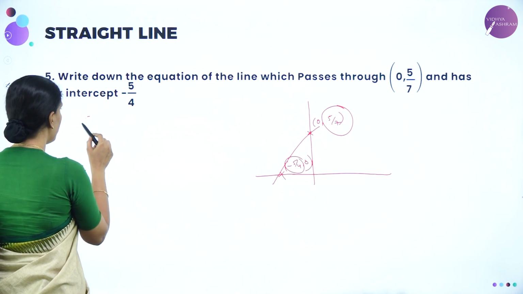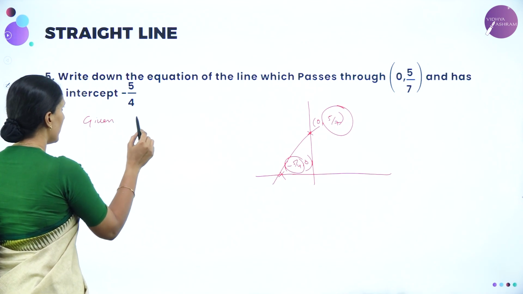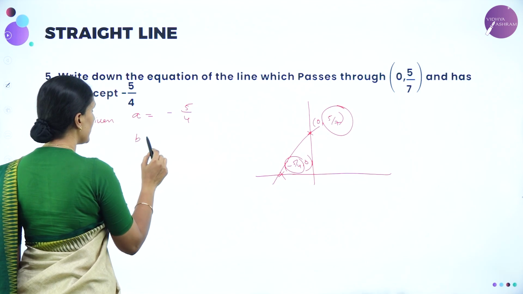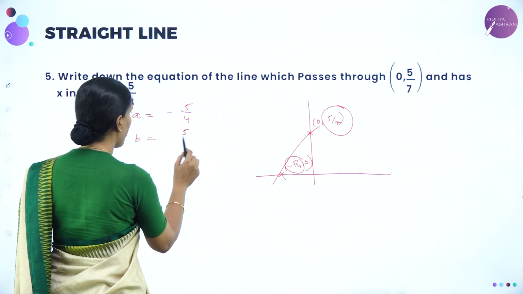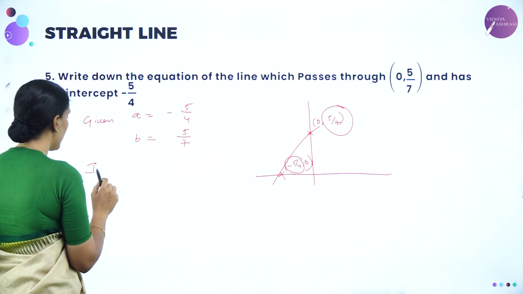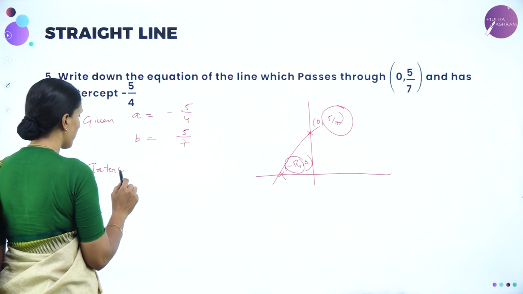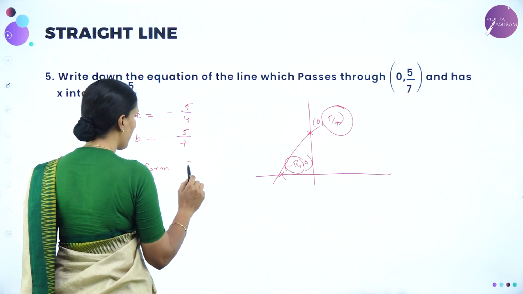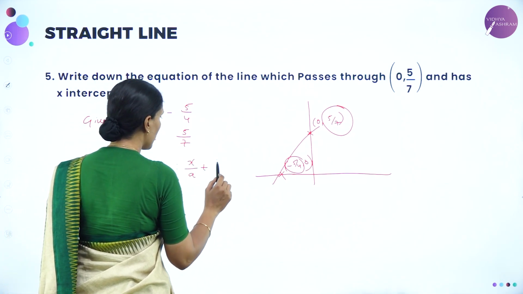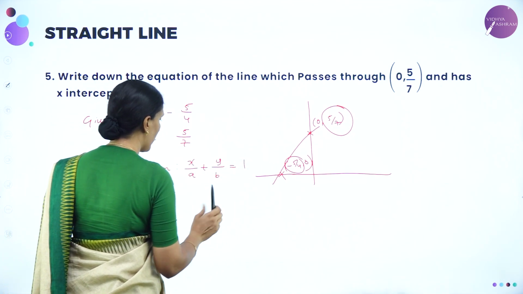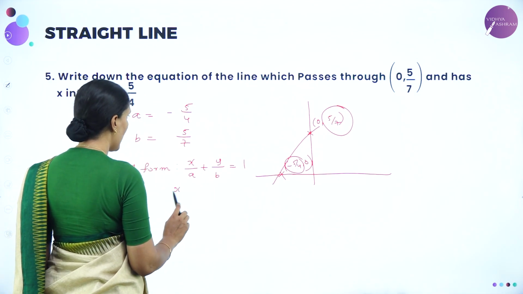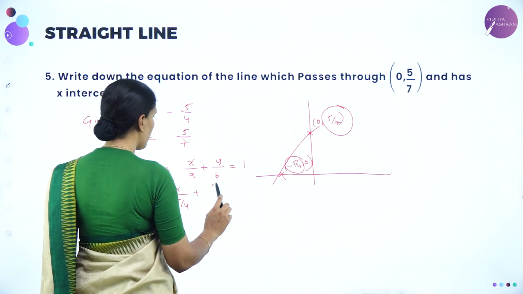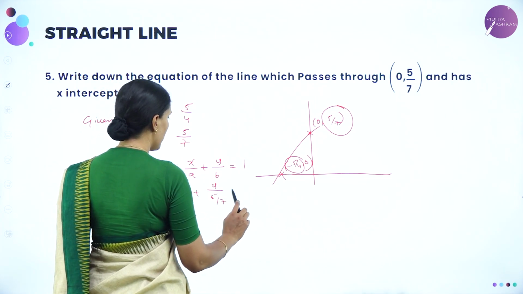So here given, a is equal to minus 5 by 4 and b is equal to 5 by 7. So using the intercept form of an equation, what is the intercept form? I told you it can be written as x by a plus y by b is equal to 1. So substitute the values, x by minus 5 by 4 plus y by 5 by 7 is equal to 1.